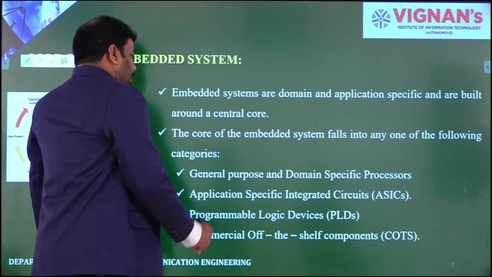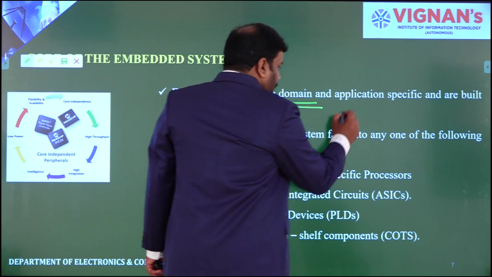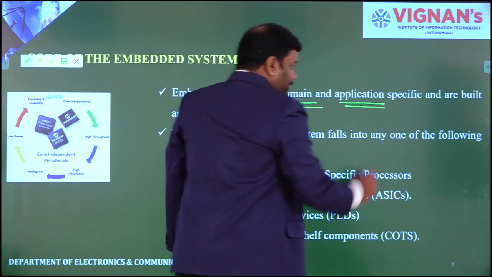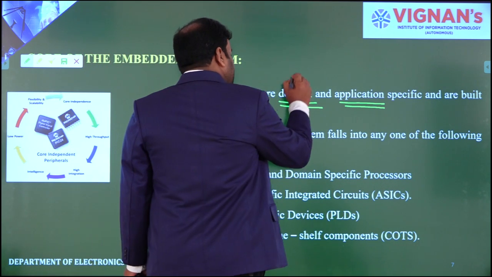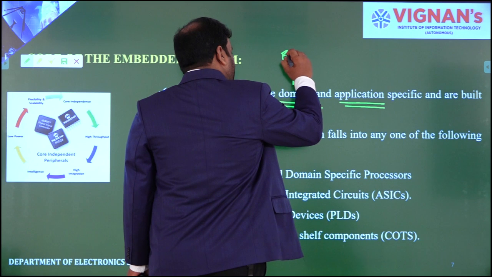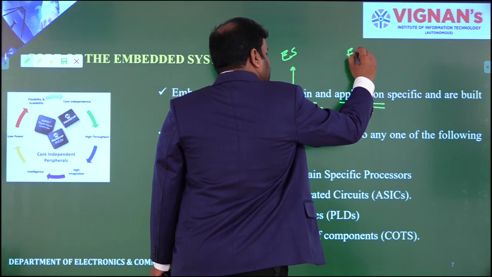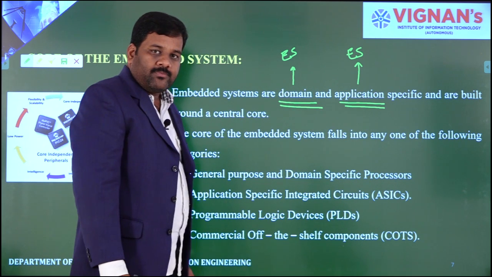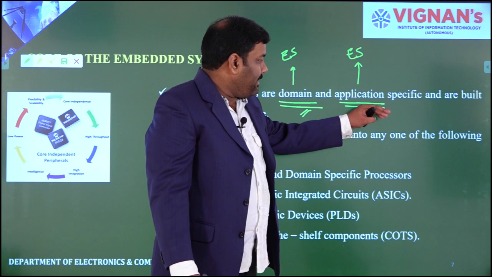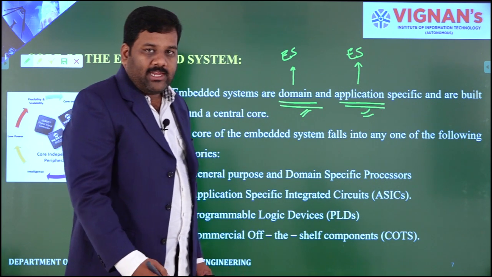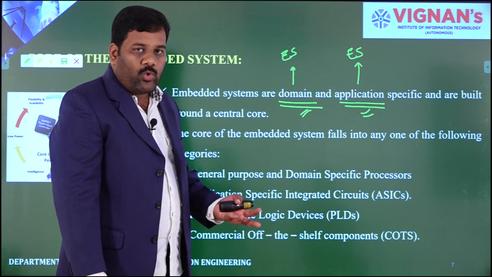So basically, a core can be implemented based on domain specific or application specific needs. We usually build an embedded system that is either a domain specific embedded system or an application specific embedded system. For either purpose, whether domain or application specific, we need a brain, or in terms of an embedded system, we need a core.